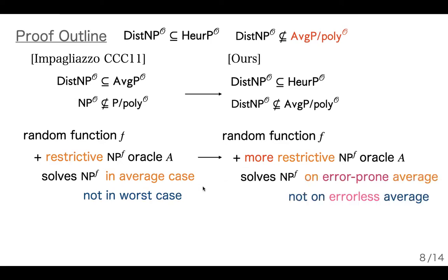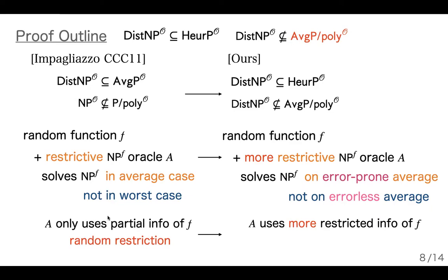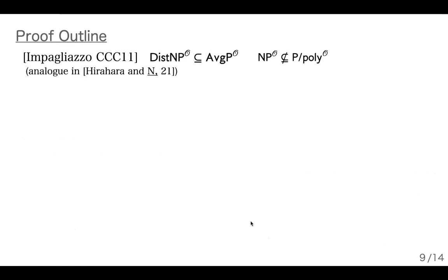And in the previous work, we let A use partial information of F, and this is regarded as a random restriction. In this work, we let A use more restricted information of F. And for this, we apply a new but really simple type of random restriction. This is a really high-level overview of our proof. So now let's see more of the details.